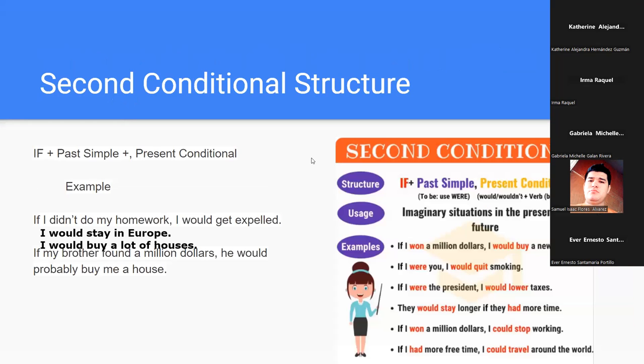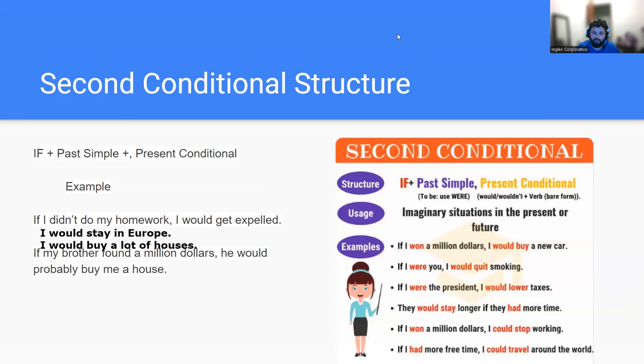So what is the structure, guys? I want you to write down the structure in your notebook. This is the structure we're going to use: simple past plus a present conditional. We're going to use the if clause, so that's the combination of if plus simple past and a present conditional, which is the combination of would or wouldn't plus the base form of the verb. So write it down.